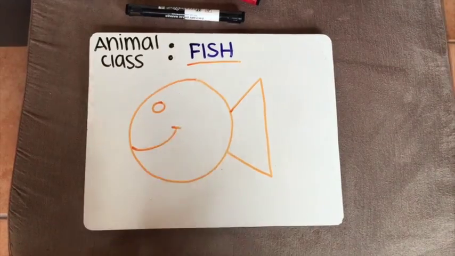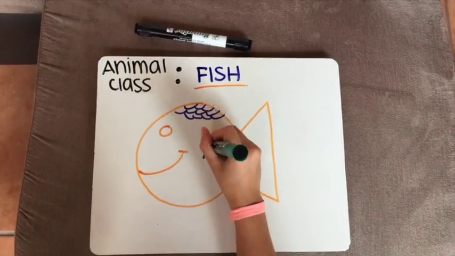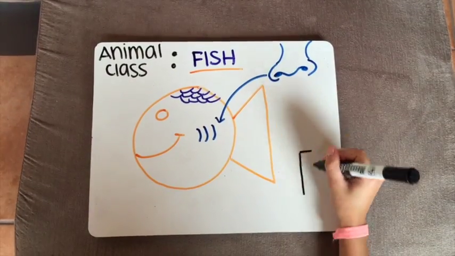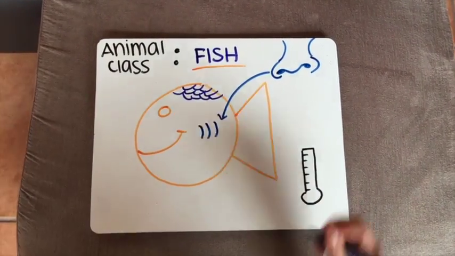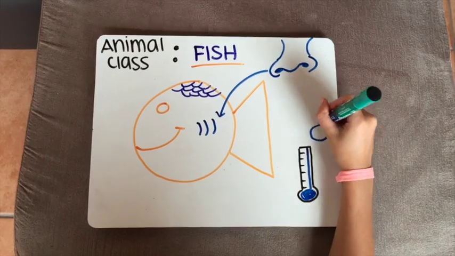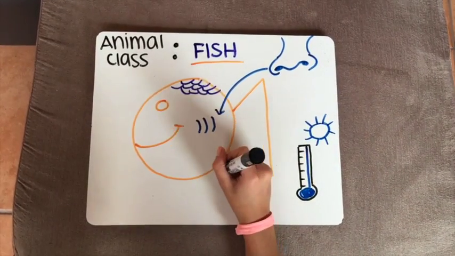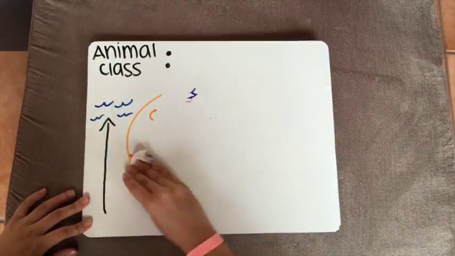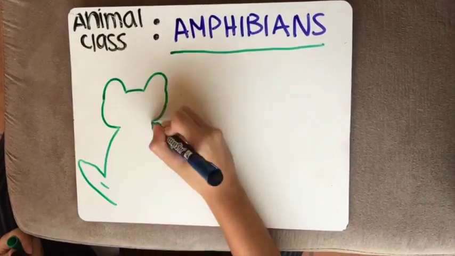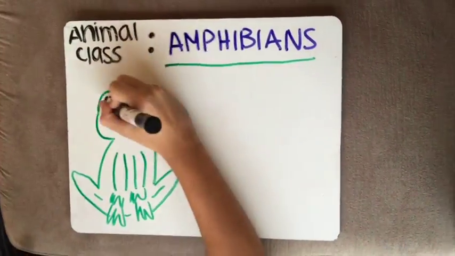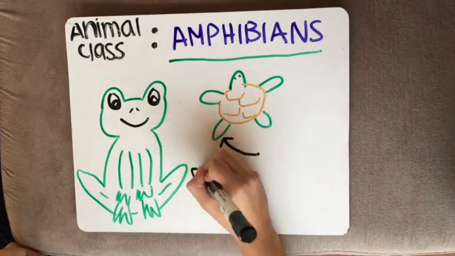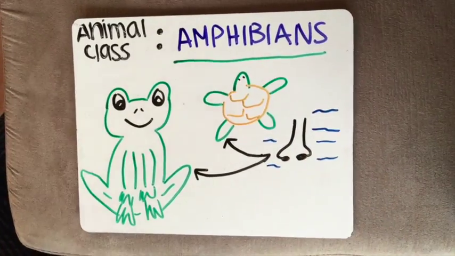Fish. They have scales and are cold-blooded, meaning they need the sun to keep warm. They breathe through gills underwater. Fish have external fertilization and lay eggs. Most have a swim bladder to float in water. Amphibians have moist skin and are ectothermic. Amphibians rely on their skin to breathe underwater. They rely on external fertilization.